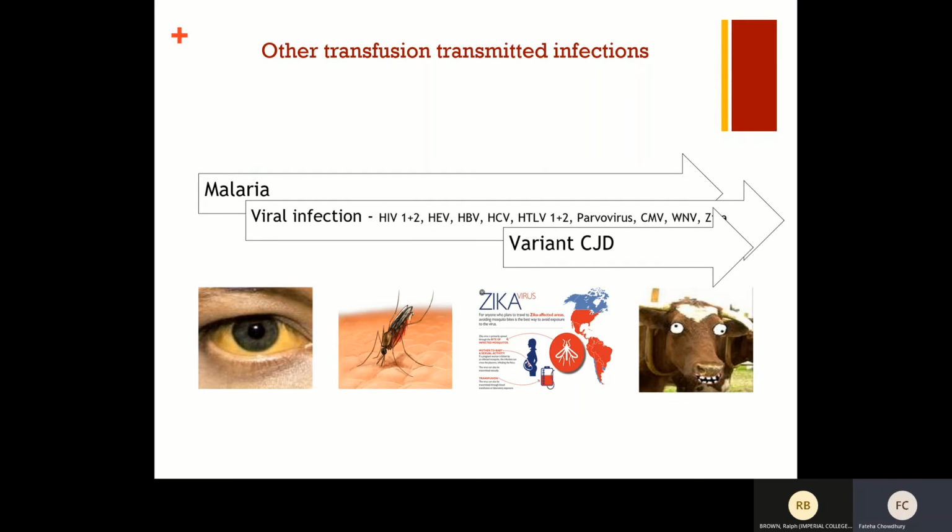There are some other transfusion transmitted infections. So if our donor says that they've travelled abroad, we will want to know where they've travelled, because we might do additional testing for malaria or Zika virus. The risk of variant CJD is low, and we don't have a specific test for that, other than making sure that we don't take any donations from people who have previously been transfused.